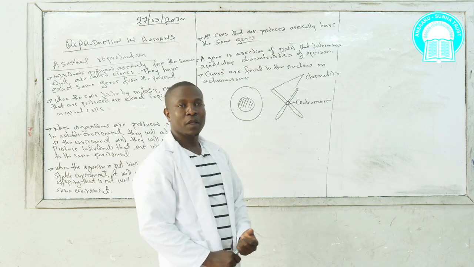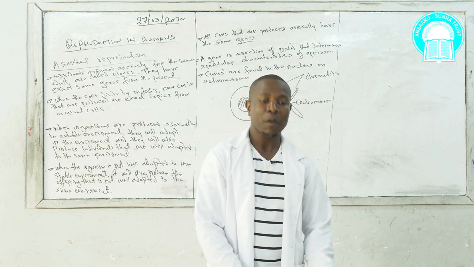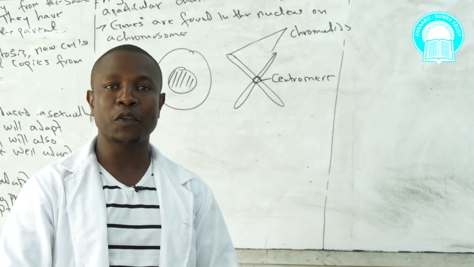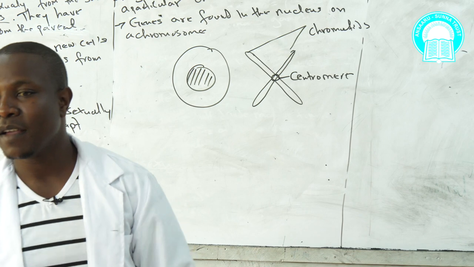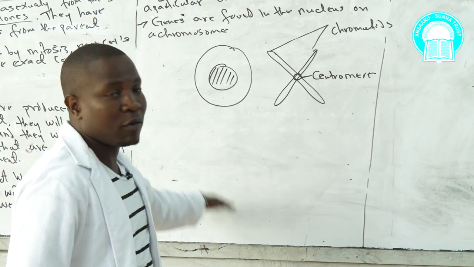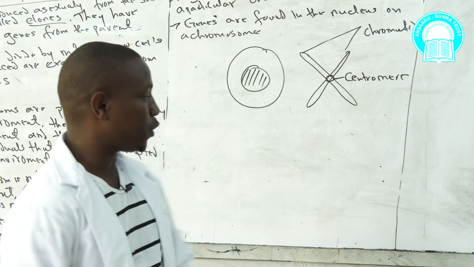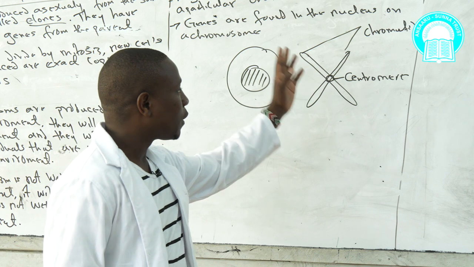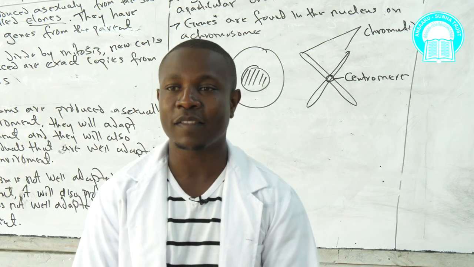For example, the genes that you inherited from your parents. Are you tall? In your family, between your mother and your father, who is tall? If you are tall, your mother is tall and your dad is short, that means you took the genes from the mother. If you are light skin, your father is light skin and your mother is dark skin, that means you took the genes from your father. That is what we call genes.